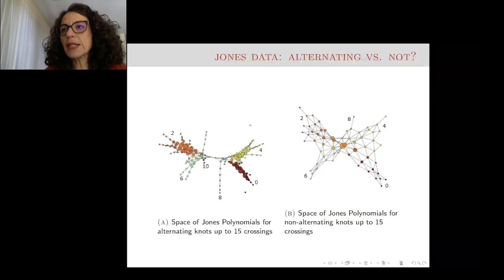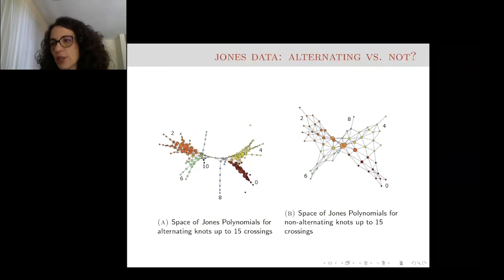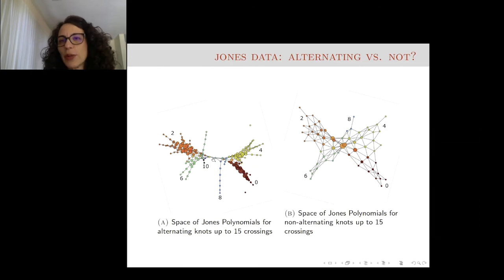Let's look at the space of the Jones polynomials for just alternating knots and the space of Jones polynomials for just non-alternating knots up to 15 crossings. One is shown here on the left and one is shown here on the right. What are the conclusions? Well, the Jones polynomial data for alternating knots is much cleaner. Again, the color here comes from signature. All of the knots in this flare have signature 2. Everything that's green has signature 6. The blue one is 8, 0, and 4. And you can see that the non-alternating knots have a more complicated structure. I guess you could fit this part here in the middle of this graph.